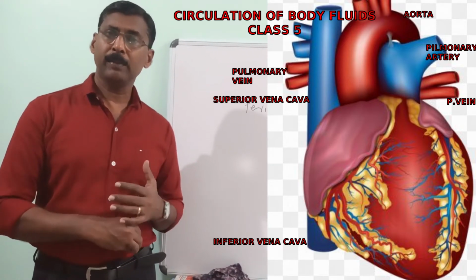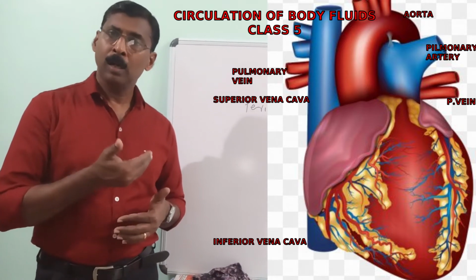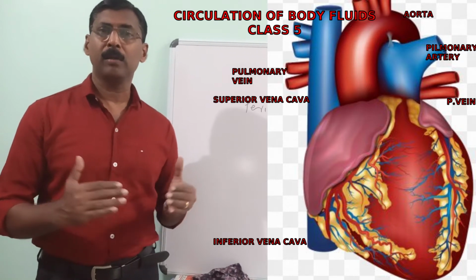And the same type of blood vessel you can see coming from the lower parts of the body, opening into the right atrium. That is the inferior vena cava.